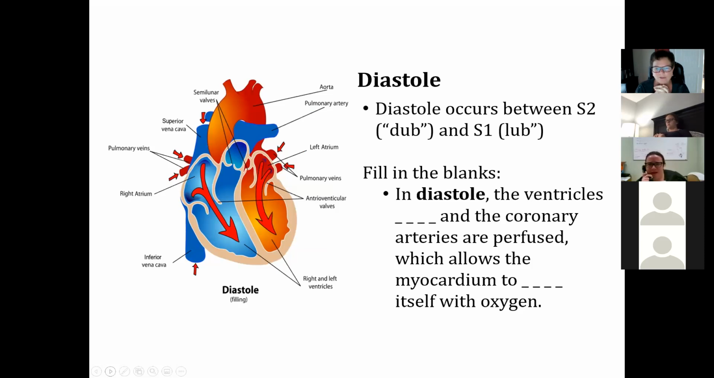Two four-letter F words that occur in diastole: fill and feed. Absolutely. My ventricles fill during diastole. So the better fill I get, the better stretch, the better contraction. The better feed is the more I supply my myocardium with oxygen, the better it behaves. So diastole is an important part of the cardiac cycle, and filling and feeding occur.